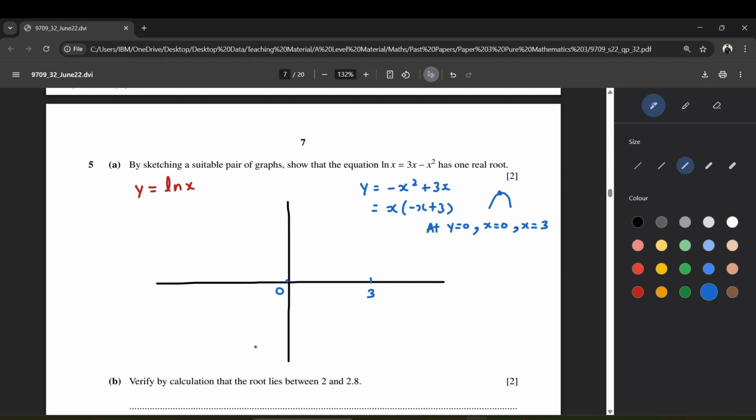So we don't really care. We just needed two points, just two coordinates or just two x-intercepts, so that we can mark them on the graph, right? So our quadratic curve should be something like this. Okay, this is just a rough sketch. So this is how it should look. That will be your curve y equals minus x squared plus 3x.